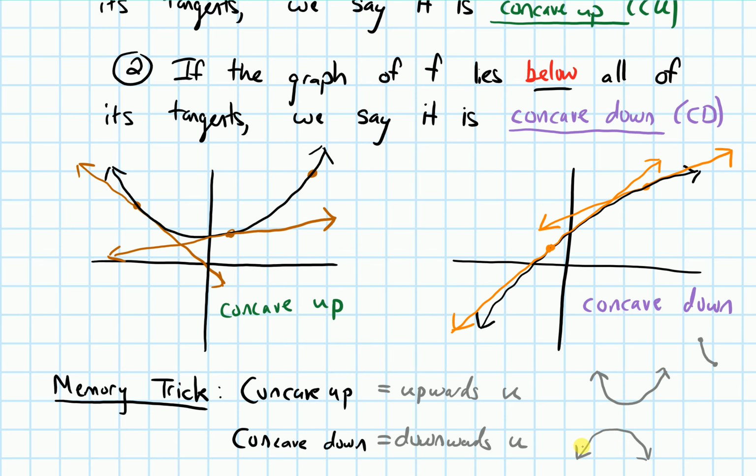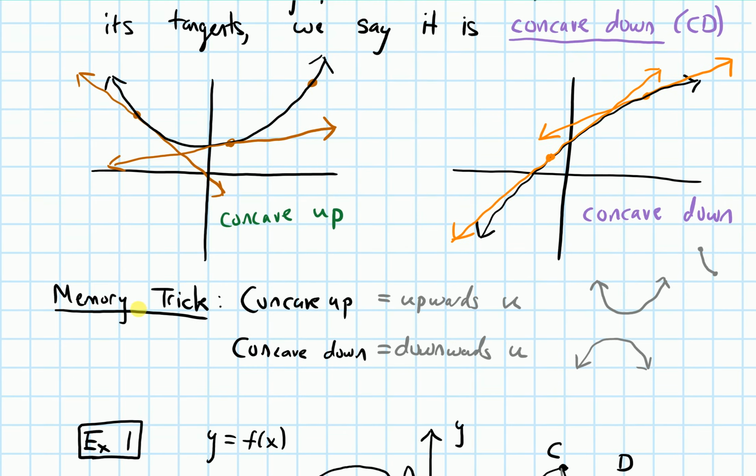And it doesn't have to be the whole part of that graph, as we saw in our concave down example. It wasn't the whole part of an upward down U, it was just part of an upward down U. All right, so let's look at an example.